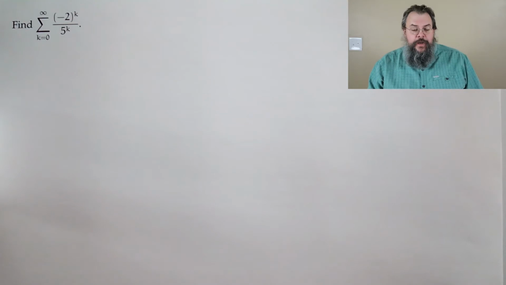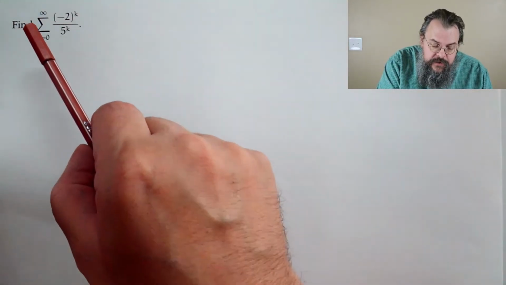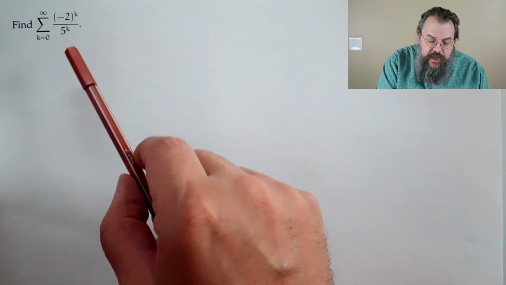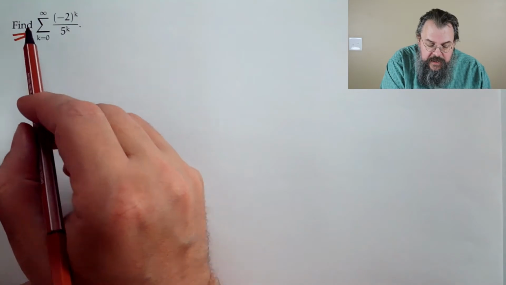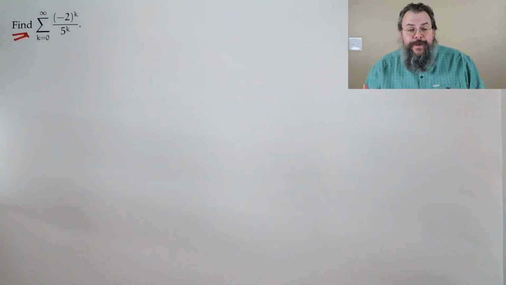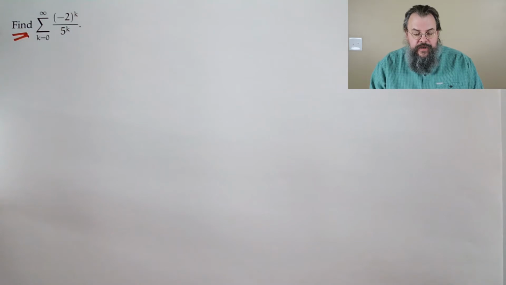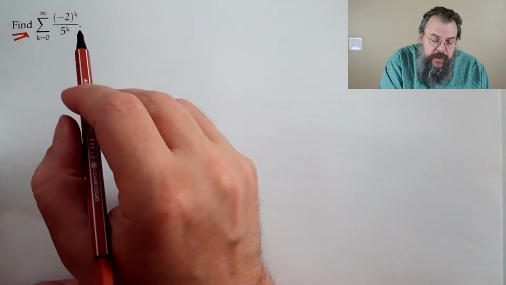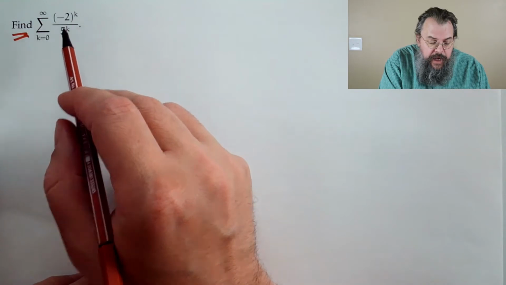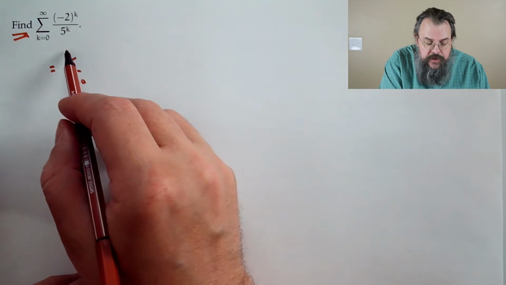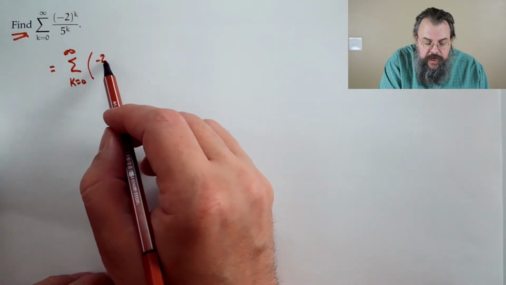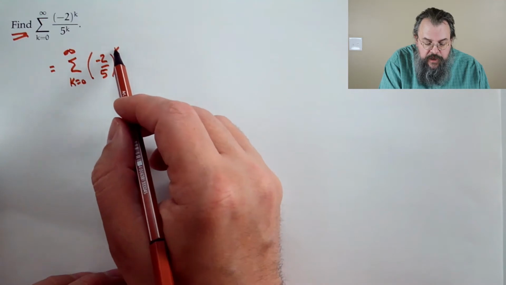Our first problem, we want to find the sum from 0 to infinity of minus 2 to the power k over 5 to the power k. Well, what can we do? We want to recognize what kind of sum it is. The fact that we're asked to find it says it's got to be something we can find, probably something geometric or telescoping. Notice they're both to a power. So this is the same as the sum, k equals 0 to infinity of minus 2/5 raised to the kth power.